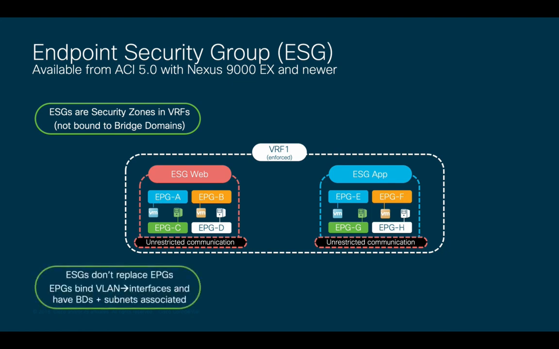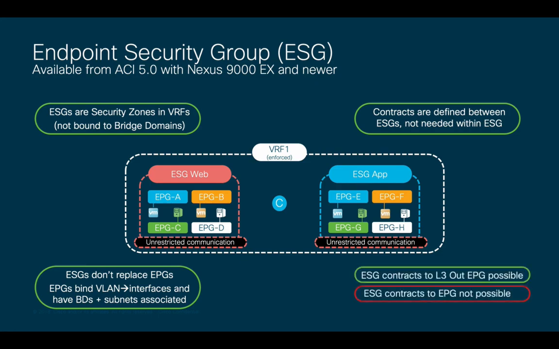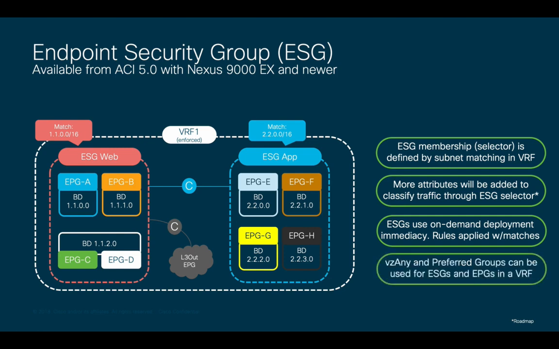This separates connectivity, which is still defined at the EPG and bridge domain level, from policy. ESGs can communicate to other ESGs and L3 outs through contracts. However, ESGs cannot communicate through contracts to EPGs. If you need to communicate ESGs and EPGs, VCNE and preferred groups can be a great option.